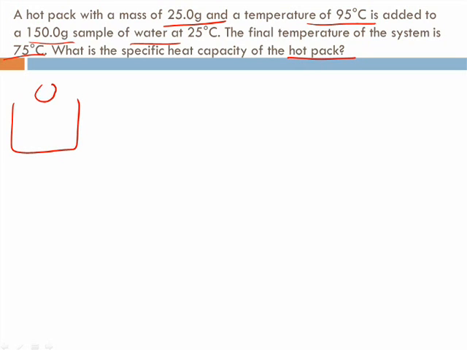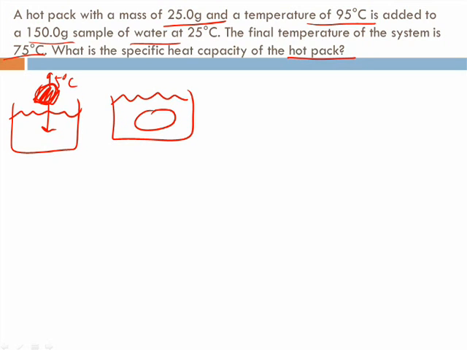We put a hot pack into some water, and this is 95 degrees. The water is 25 degrees. So the hot pack will give off heat to the water until we have an equilibrium of 75 degrees Celsius. Both the hot pack and the water will be 75 degrees Celsius. And what is the heat capacity of that hot pack in order to accomplish that?